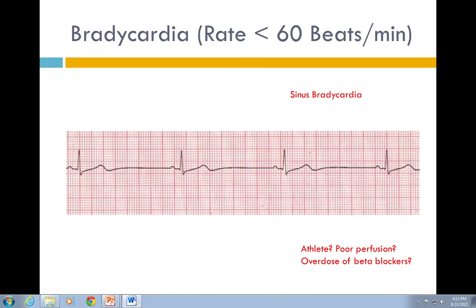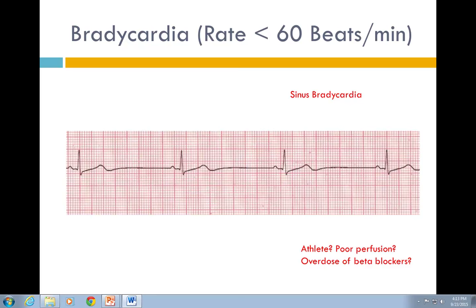Next, we're going to talk about bradycardia. Bradycardia is defined as a rate of less than 60 beats per minute. Normally, bradycardia in and of itself can be associated with poor perfusion to tissues or organs. Obviously, if you're not in the normal range of 60 to 100 and you drop below that, you want to think that maybe there's not enough blood flow getting to the tissues.